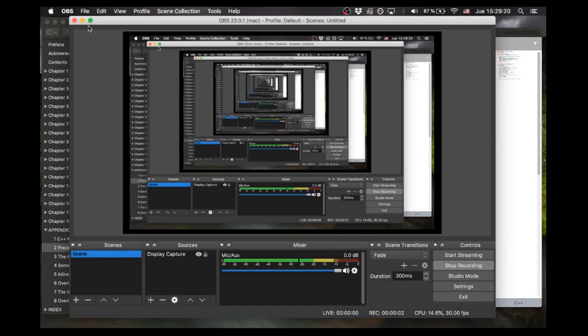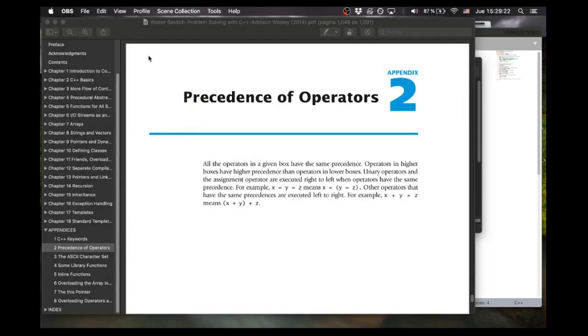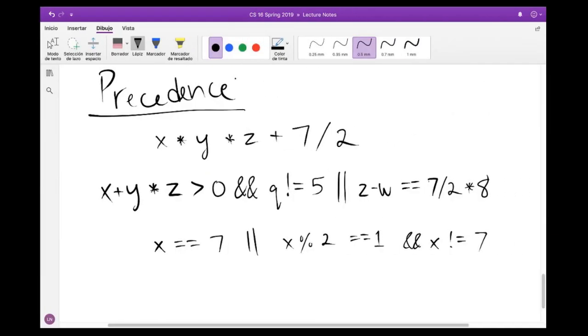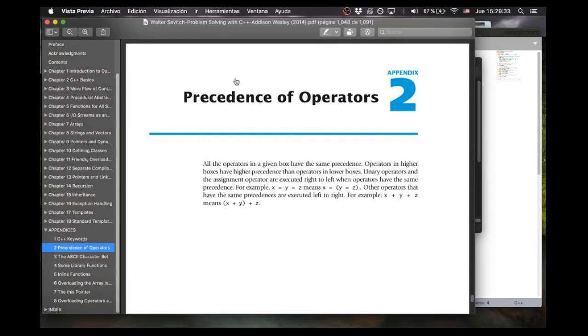Alright, this video is going to be short and it's just about a few things that are going to show up on your homeworks and labs, and you'll need this information for those things. So the first thing is called precedence, and it has to do with the order of operations.